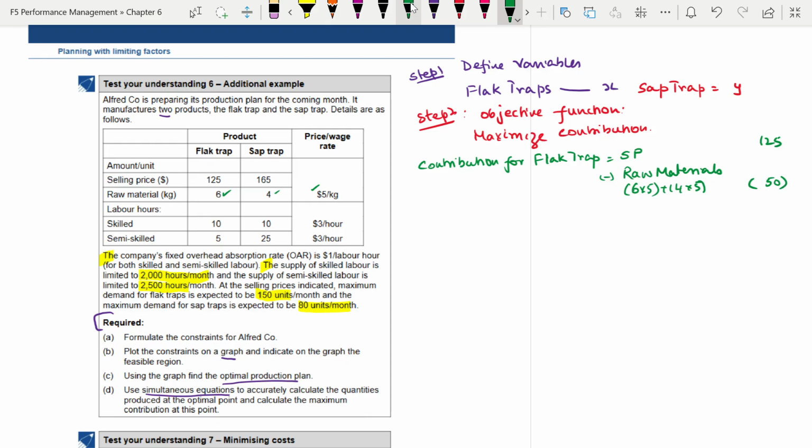Now you have the labor also. How much is the labor? 10 into 3. Doctor, this is the contribution for the first flag truck. Yes. Why do we take the variable for raw material? We should only take the flag truck, right? Okay, 1 second.